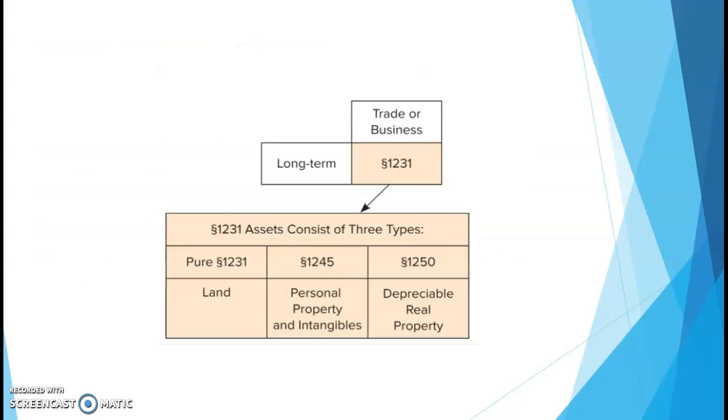So, the next slide. We have three different types of 1231 assets. As you already know from the previous lesson, we have the pure 1231 asset, which is usually land. However, we're going to go into details on the 1245 asset, which is personal property and intangibles, as well as the 1250 asset, which is depreciable real property.